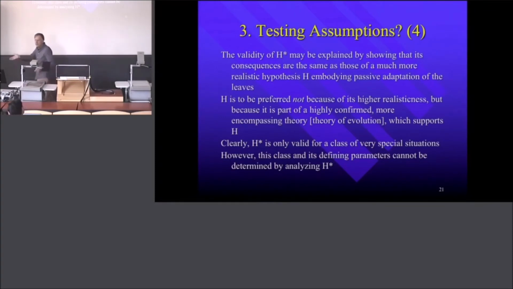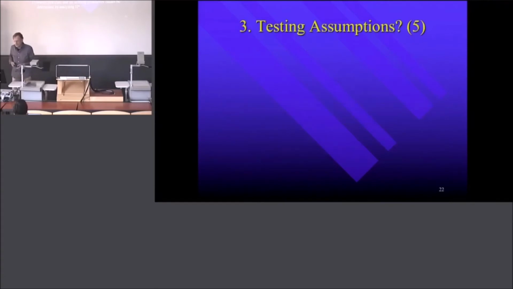The only way to determine that is by the implications, namely the predictions. So this is the same here. Later it will be the case that if you analyze an economic hypothesis with counterfactual assumptions, you cannot find out under which circumstances this hypothesis will do well by analyzing the hypothesis itself and the counterfactual assumption. That won't give you that information. So this is what he's saying. This class and its defining parameters, simply meaning how to characterize these classes in which you can apply H star successfully, cannot be gotten by analyzing H star itself. But you've got to do something else, namely look at the predictions.